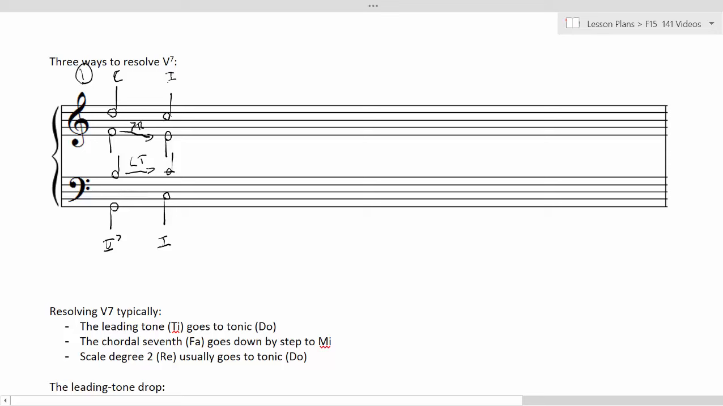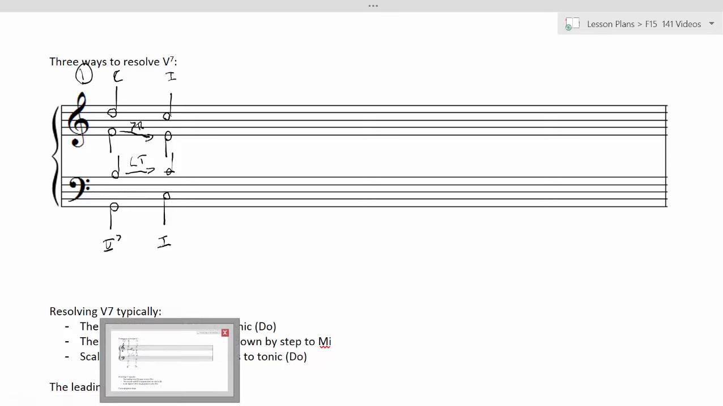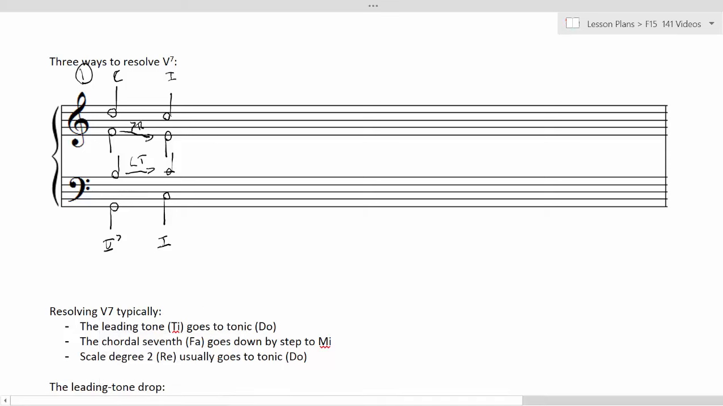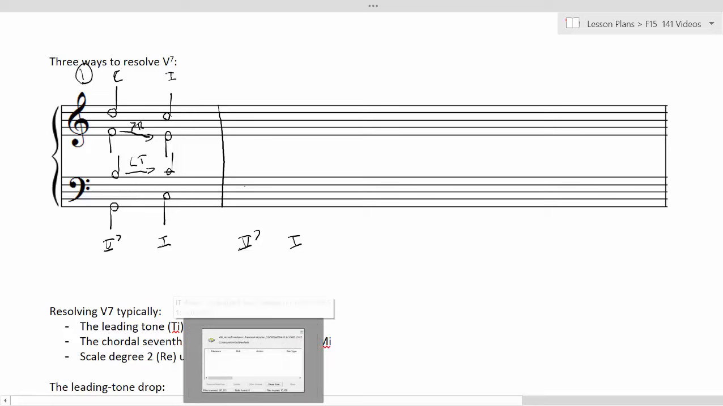Okay. Now you might be saying, well, wait, what if I want a complete tonic though? Isn't there a way that I can resolve 5/7 to 1 so that I get a complete tonic? The answer is yes. Okay, so we're going to do 5/7 to 1 again, but this time we're going to make the tonic complete.